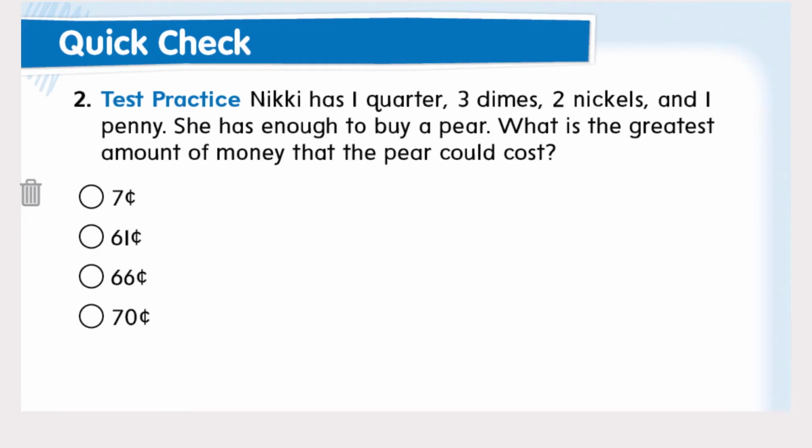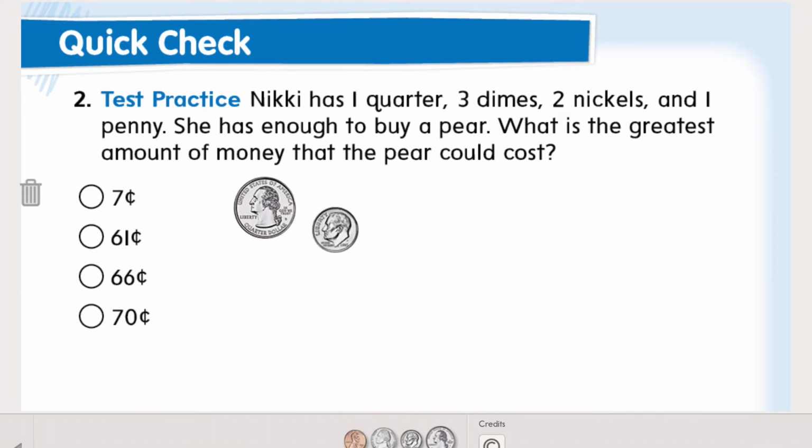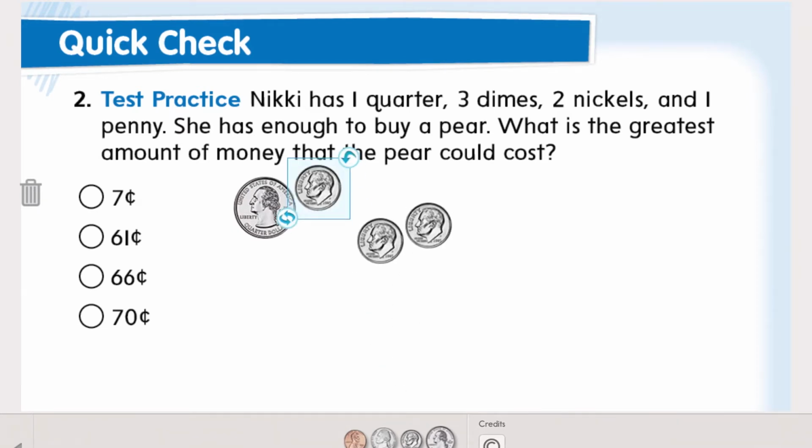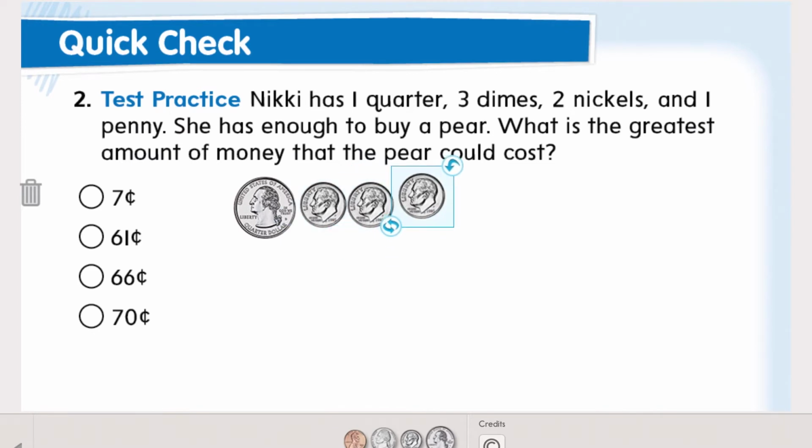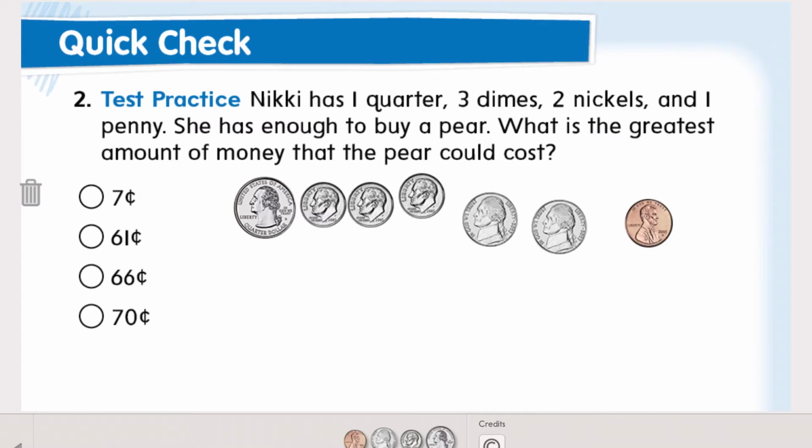Nikki has 1 quarter, 3 dimes, 2 nickels, and 1 penny. She has enough to buy a pair. What is the greatest amount of money that the pair could cost? So if she has enough to buy the pair and we want to know what the greatest amount would be, that means that we need to count all the coins that Nikki has. So let's go ahead and get our coins out. 1 quarter, 3 dimes, 2 nickels, and 1 penny.